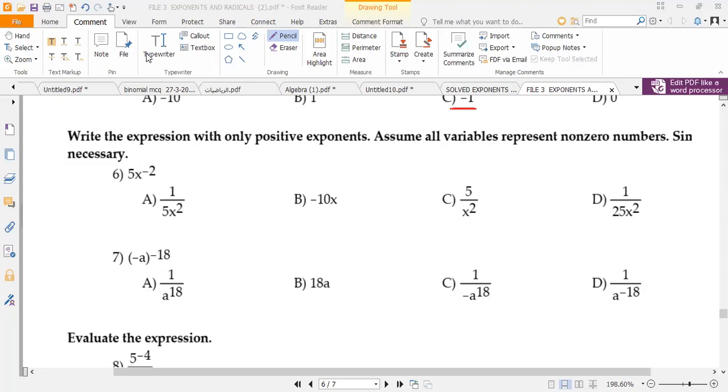What does it mean by only positive exponents? Okay, write the expression with only positive exponent. That means you have to solve a negative exponent.